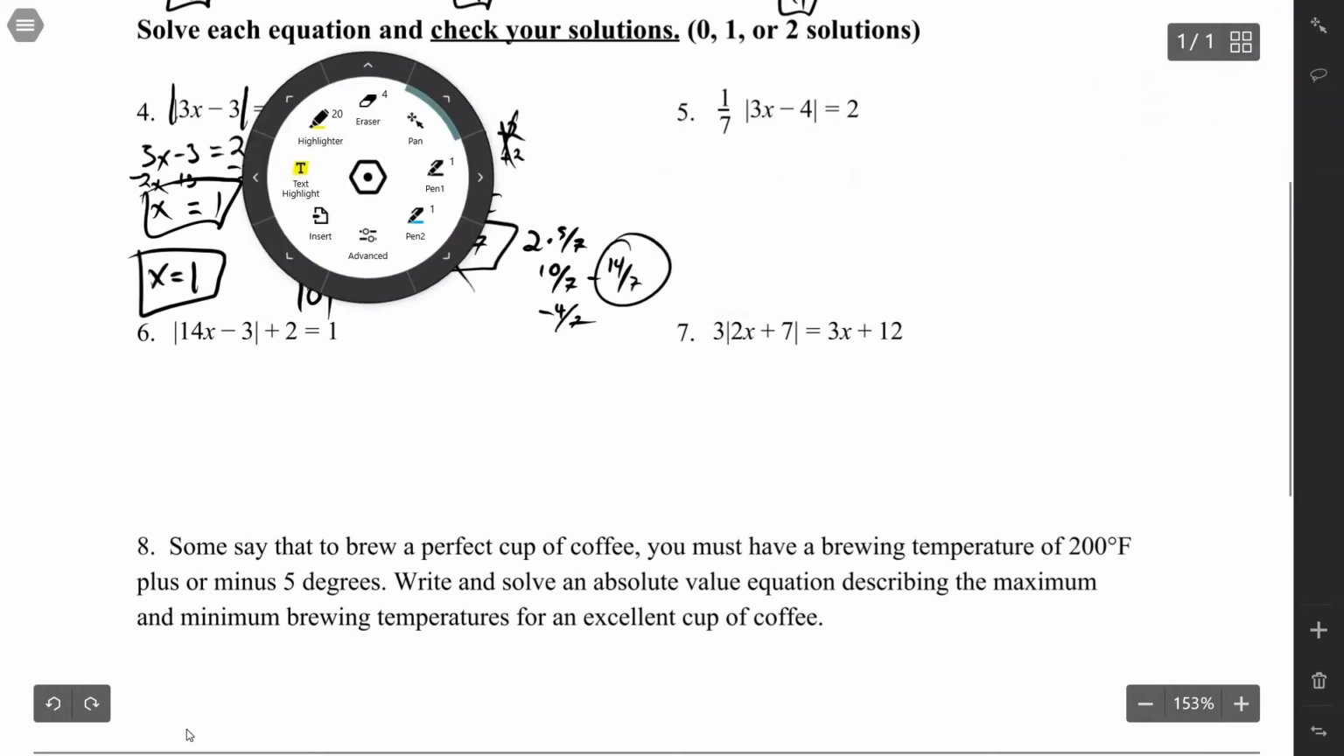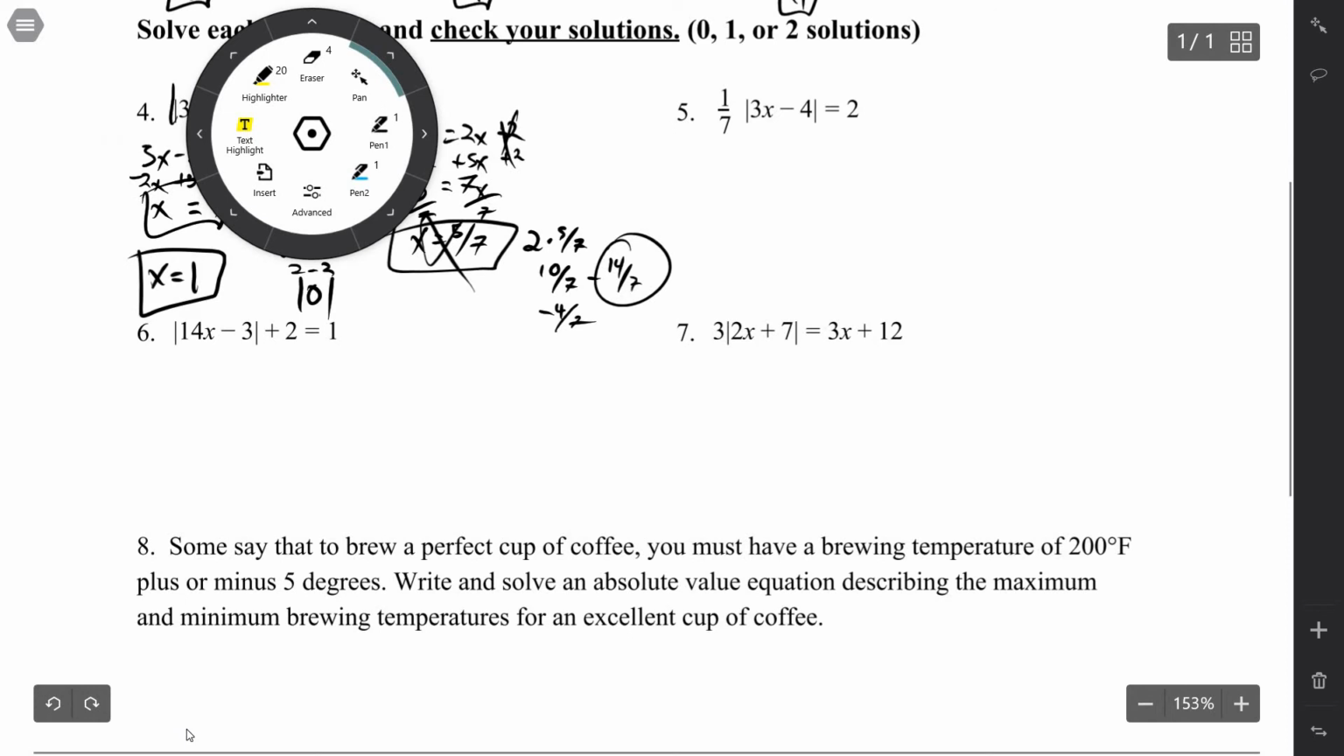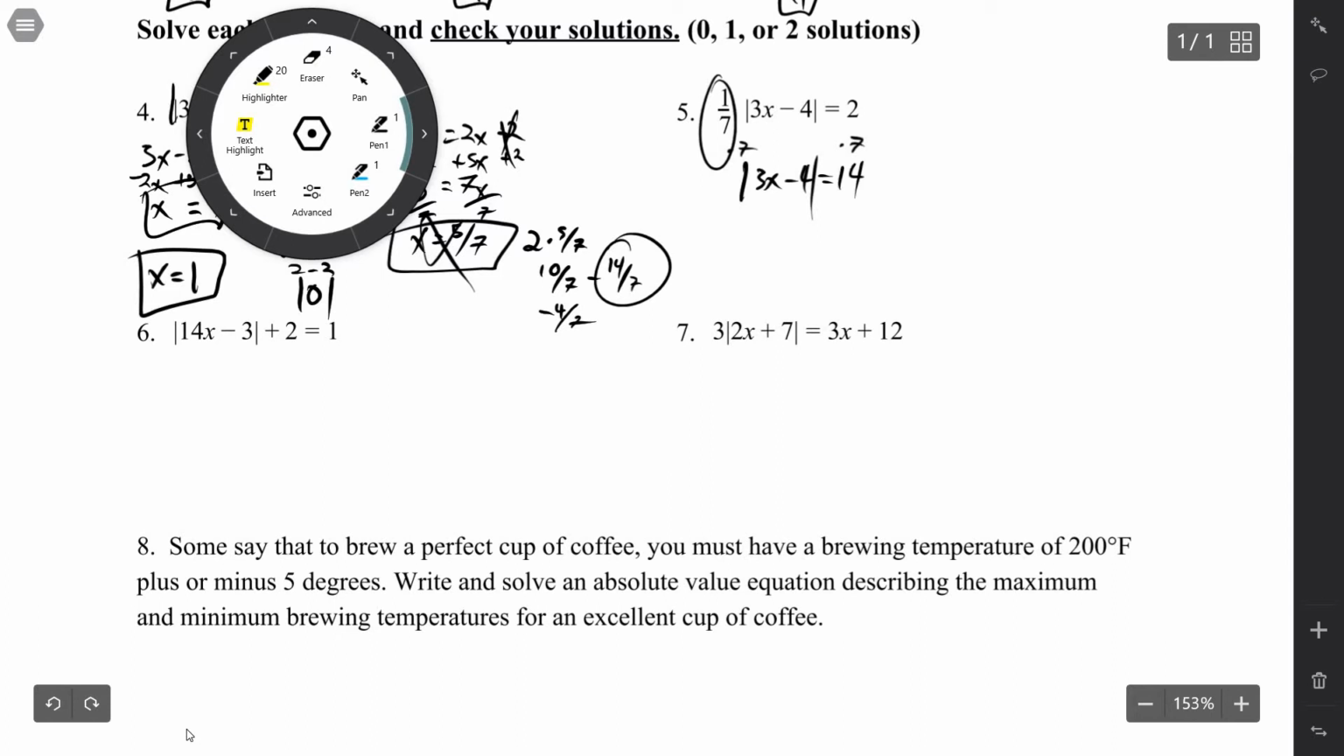What about this next one here? 1/7 of the absolute value of 3x minus 4 equals 2. All right. First thing I would do is multiply both sides by 7 to get rid of that 1/7 here. So that would give us the absolute value of 3x minus 4 equals 14.